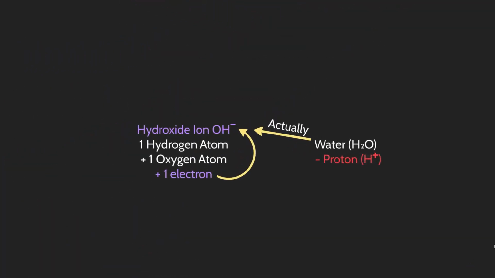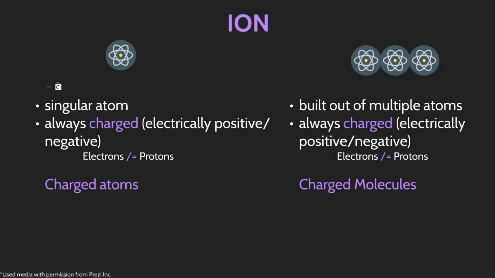Now let's get to the difference between molecules and ions. I have a hydroxide ion which, in comparison to the water molecule, has lost a proton. The proton in this case is a positively charged hydrogen ion. As a consequence, the hydroxide ion has one electron too much. Remember, molecules are uncharged, ions are charged.